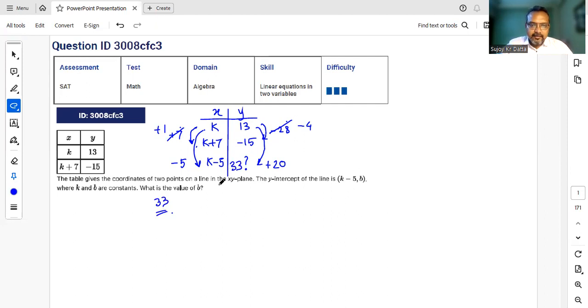Simple. Alternatively, if I go by the technical definition of slope and equate, given the first 2 points, the slope is the difference of the y values over the difference of the x values, which is equal to the difference of the y term. So let us take the second y term as b, right? So we have 13 minus b divided by the difference of the x values, which would be k and k minus 5, right? Because k minus 5 is given.